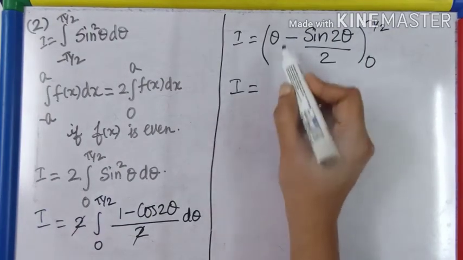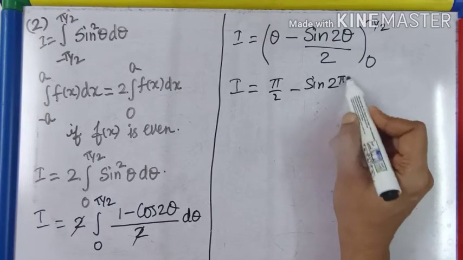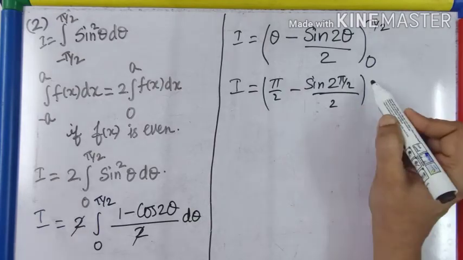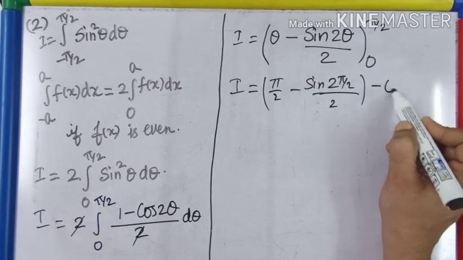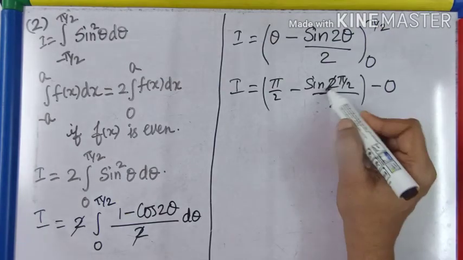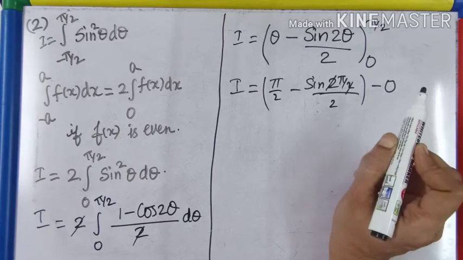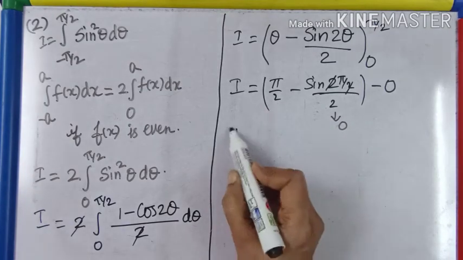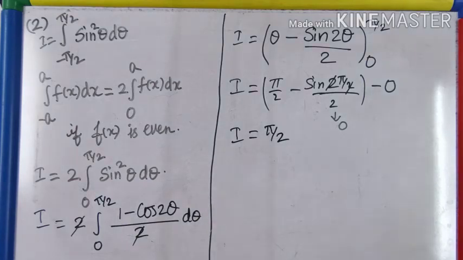I equals theta becomes pi by 2, minus sin 2 into pi by 2 by 2. Lower limit is 0. Sin 0 is also 0. So my answer is simply 0. This 2 and 2 cancel. Sin pi is also 0. So this also becomes 0. I am just left with pi by 2, and that is the answer.